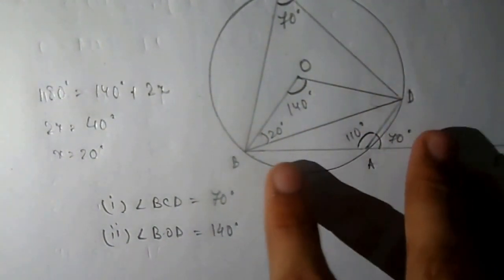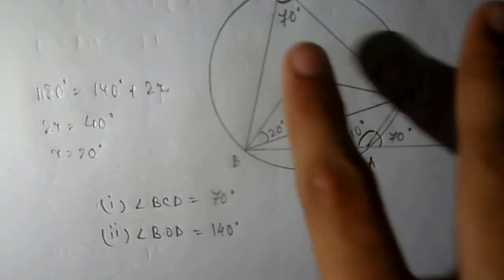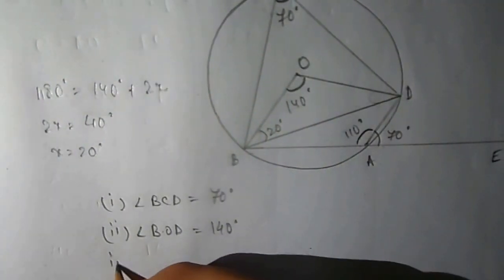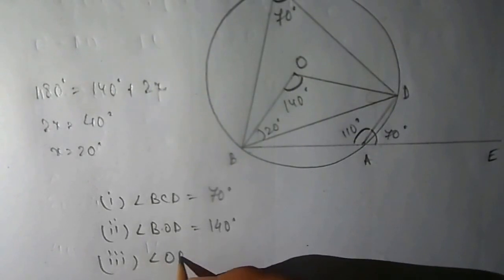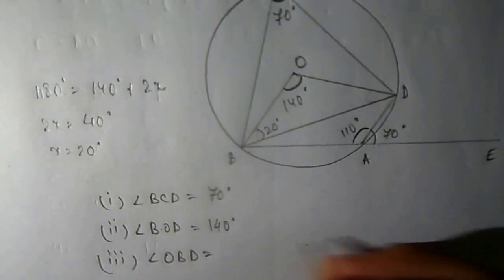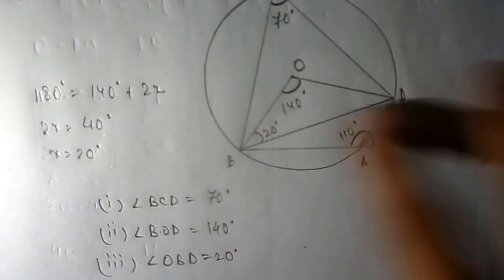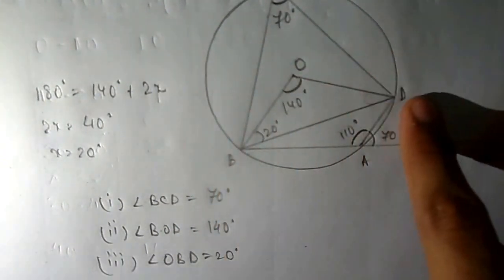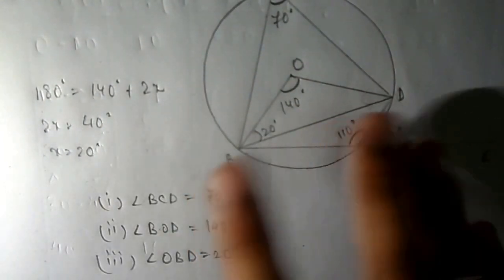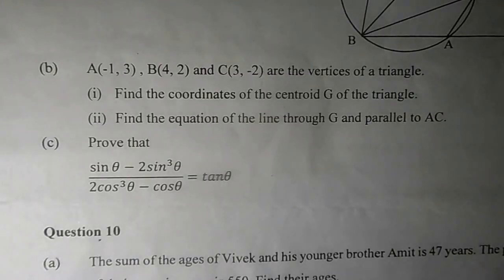The property which states it is twice the angle subtended from here. Number 3, angle OBD, which equals 20 degrees, because they both are the radius of the same circle and the angle subtended by both of them will be the same.